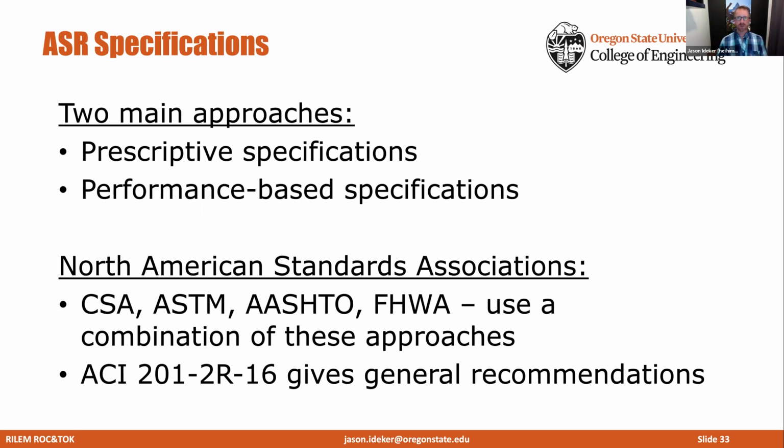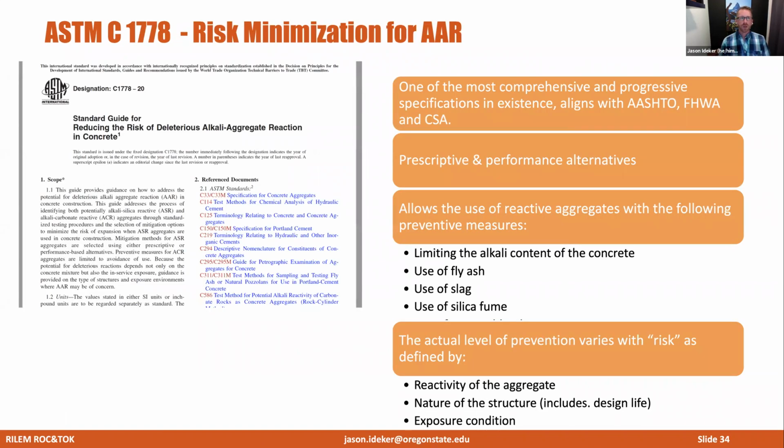In North America, we have a fairly unified approach for this between CSA, ASTM, AASHTO, and Federal Highway. ACI, the Guide to Durable Concrete, gives general recommendations, but not a prescriptive or performance-based approach like those previously mentioned standards do. The standard I'm most familiar with is ASTM C1778, and this is risk minimization for AAR.